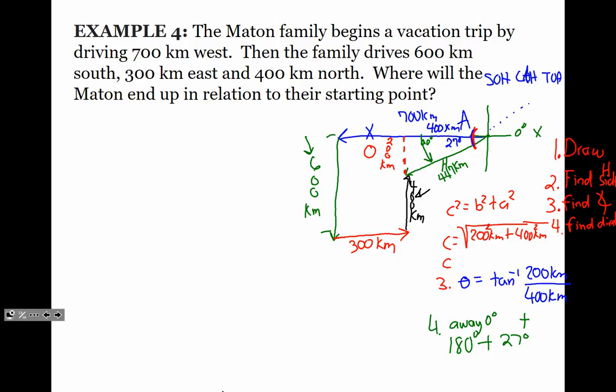So you end up getting 207 degrees. So your total answer is 447 kilometers at 207 degrees southwest. If you want to add the southwest, you don't have to because we know that 207 degrees is in the southwest quadrant of our compass. So that's how we do example 4.